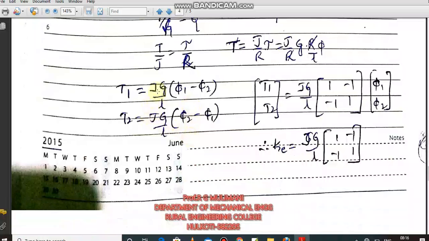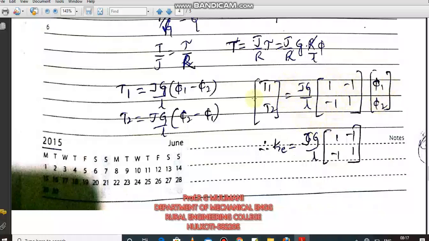Now we have two equations, T1 and T2, the torsional moments at node 1 and node 2. JG by L is common for both equations, so it is taken out. Phi 1 and phi 2 are the nodal displacements, the angles of twist at node 1 and node 2. What is the coefficient of phi 1 in the first equation? That is 1. What is the coefficient of phi 2? It is minus 1. Similarly, in the second equation, the coefficient of phi 1 is minus 1 and the coefficient of phi 2 is 1.